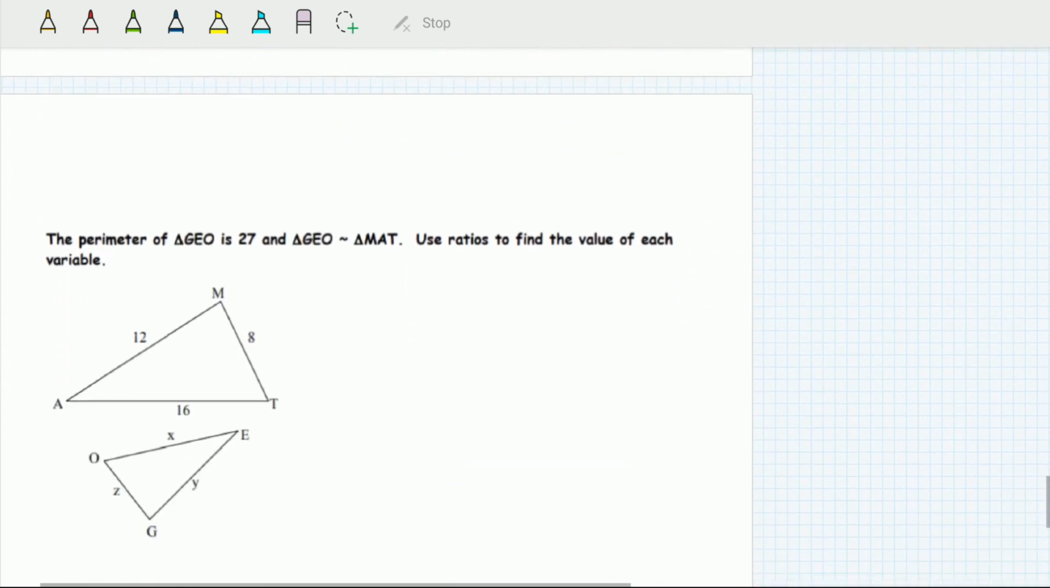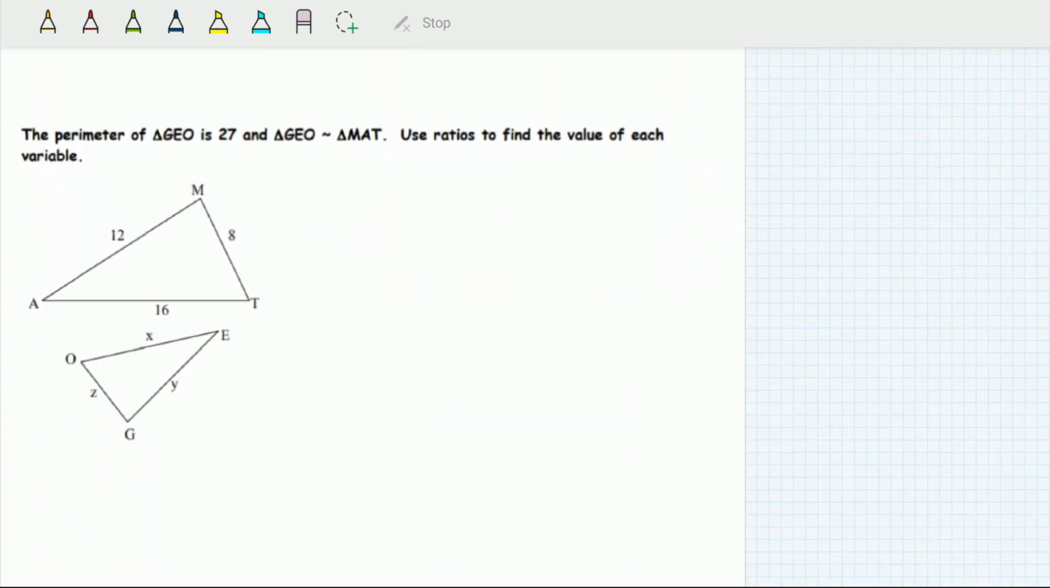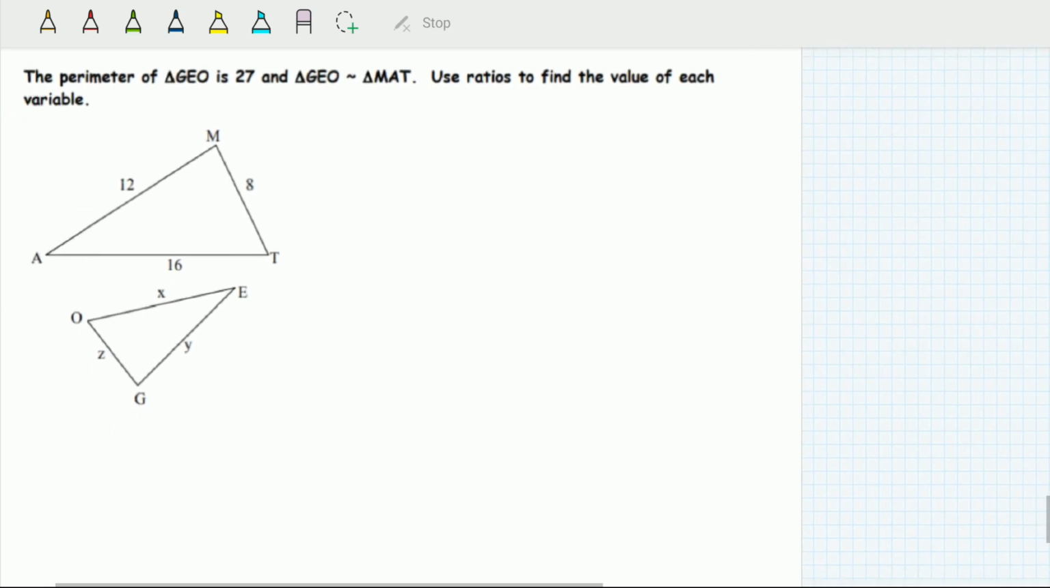So let's go ahead to this last example for this video, and let's see what you can do by yourself if you want to. If not, let's just keep going. So let's see, the perimeter of triangle GEO. They gave us the perimeter of this one right here. So the perimeter here is 27. It's saying that it's similar, so I know they're similar. Use ratios to find the value of each variable. Now we have 3 variables, so we're going to have 3 answers, x, y, and z.